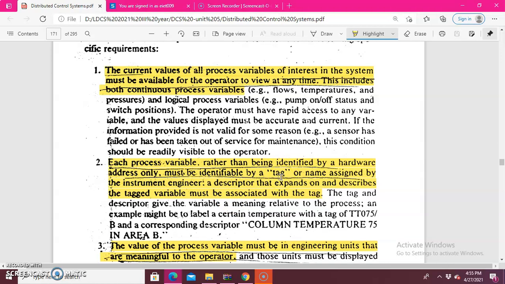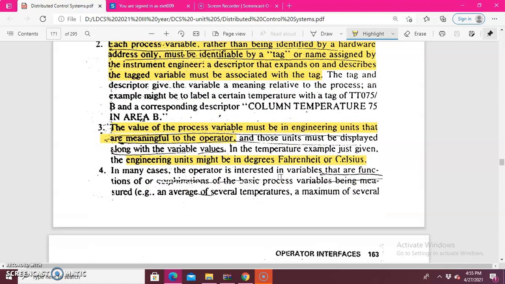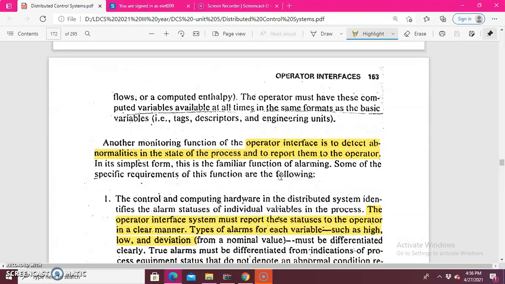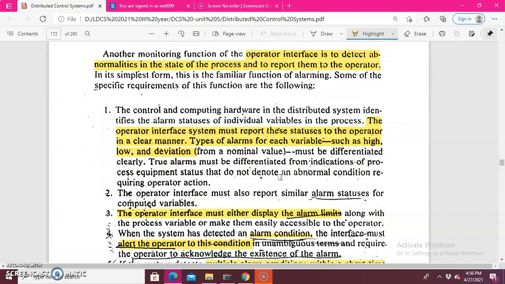So the second requirement is the tag, and the first one is the current value. The operator should be available at all times. Then the third one is that whatever variable they are indicating should have an engineering unit, and only then can they understand it. The next one is about the variable: what variable they are using, whether it is basic or not. After monitoring those things, they can detect the abnormality present in the whole process.